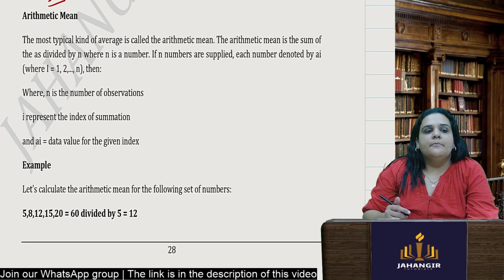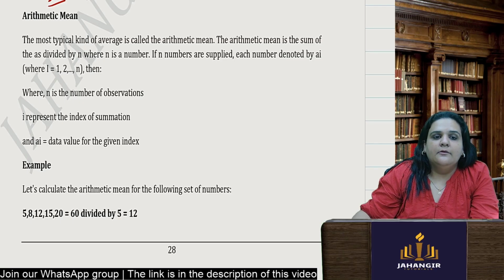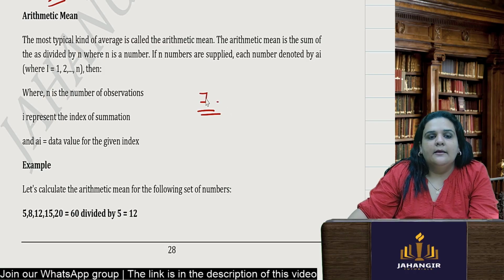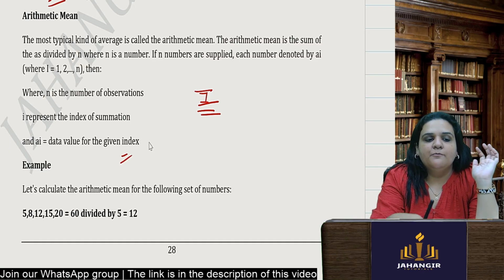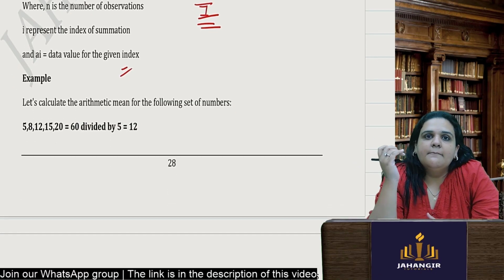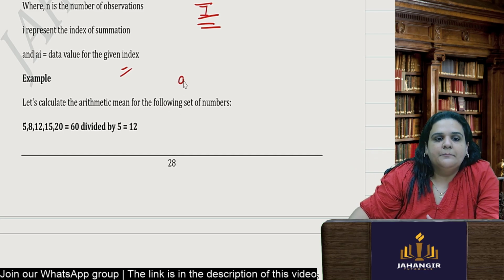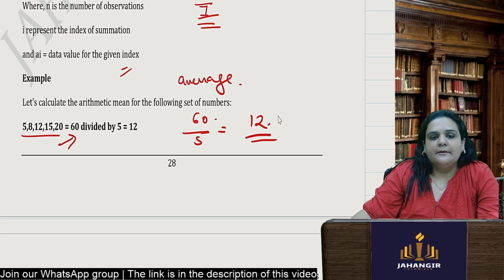Here n is the number of observations, i represents the index of the summation, and a_i is the data value at the given index. So you just need to know that you add all and divide by the number of observations given. If they tell you to find the arithmetic mean of given numbers, that means they are telling you to find the average. They have given me 5 numbers: 5, 8, 12, 15 and 20. When I add them, it comes to 60. 60 divided by 5, 12 is the average, the mean.